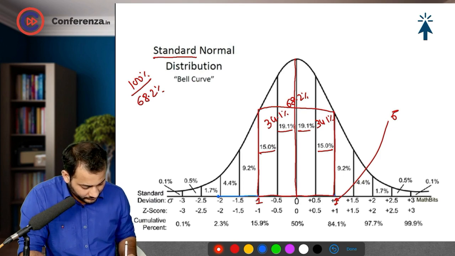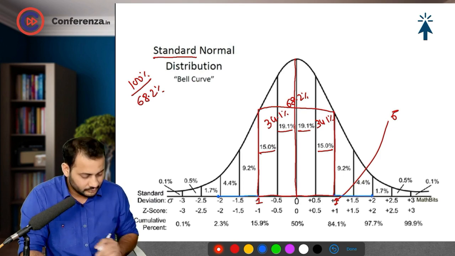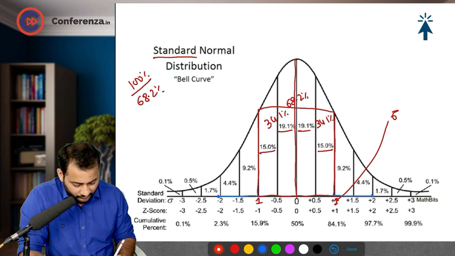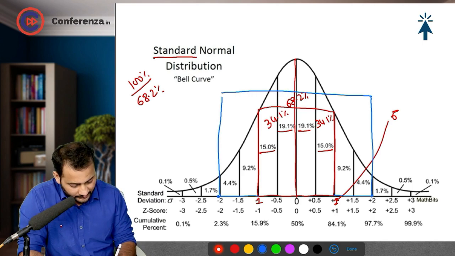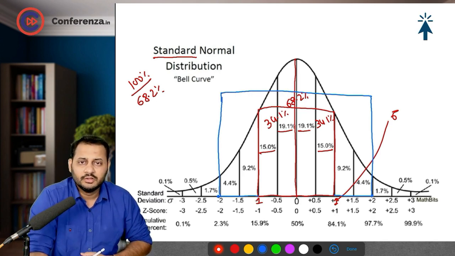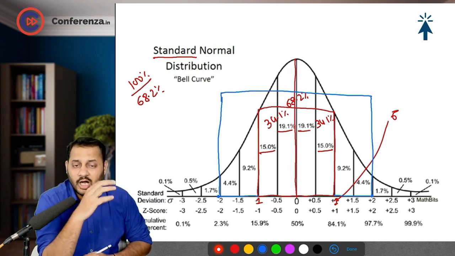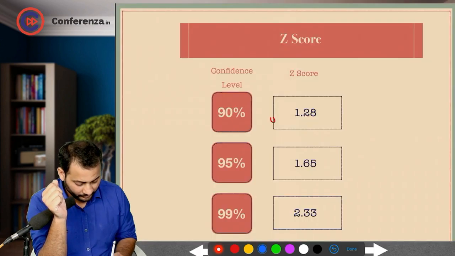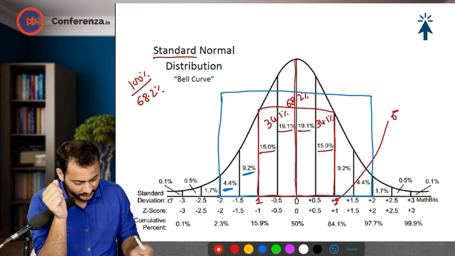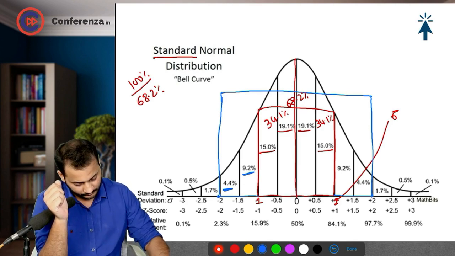-1 to 2, and here, then you found that this much of the area will be covered 2 steps from the mean. How much? Let's do the total. We will add 4.4 and 9.2 as well now. 4.4 plus 9.2 plus 34.1.